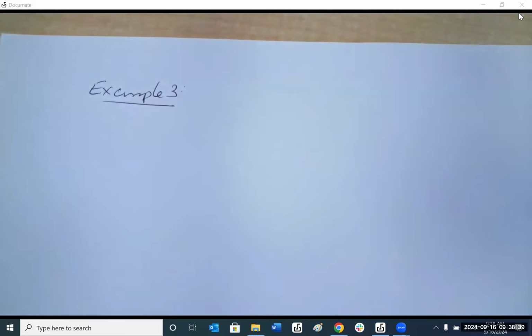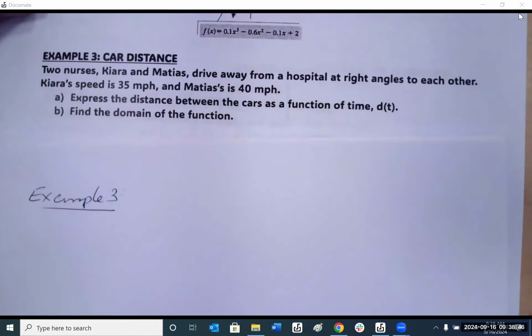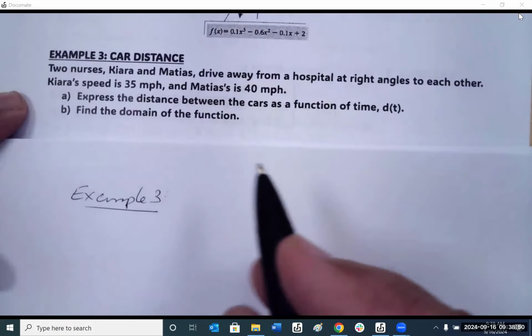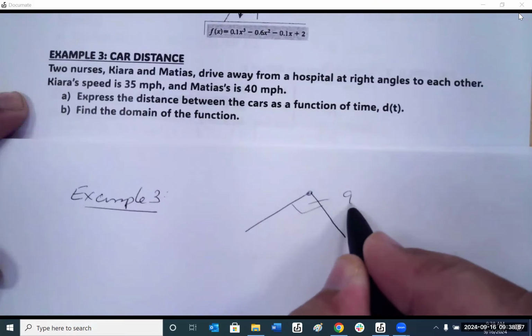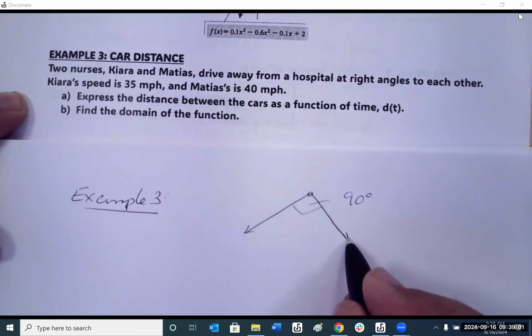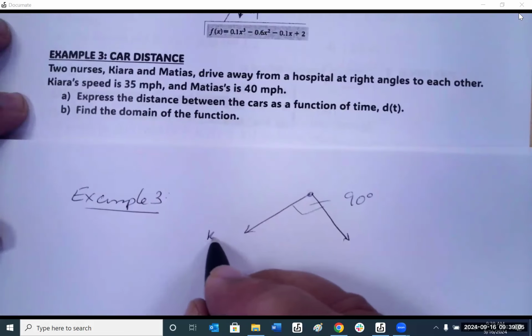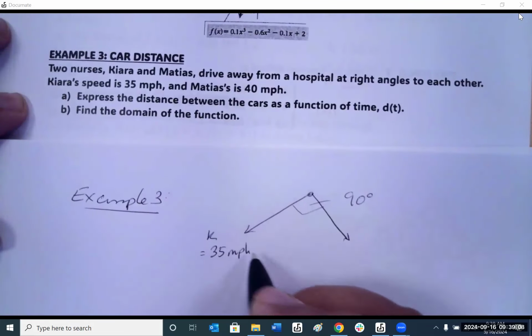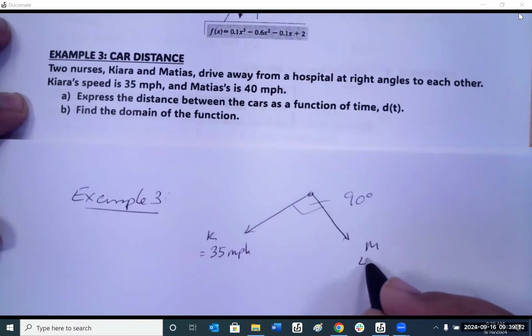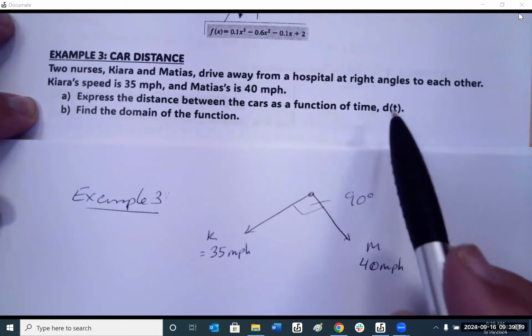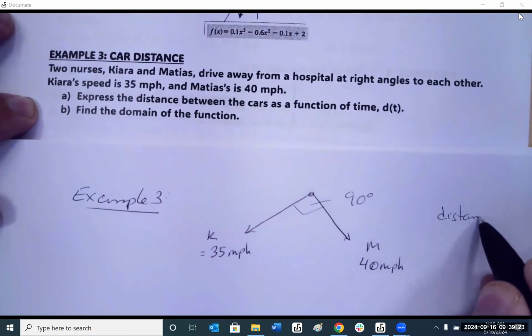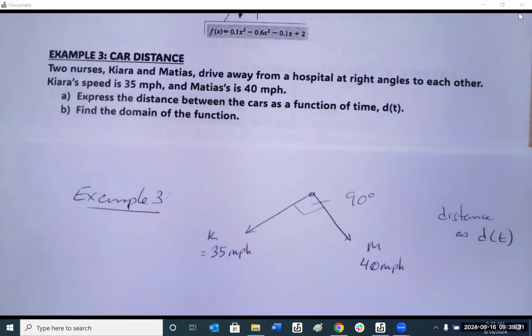Example 3. Two nurses, Kiara and Mateus, drive away from a hospital at right angles to each other. What does right angle mean? 90 degrees. So we have two people going away at the same time. Kiara's speed is 35 miles per hour. Mateus is 40 miles per hour. Express the distance between the cars as a function of time. Find the domain of the function.